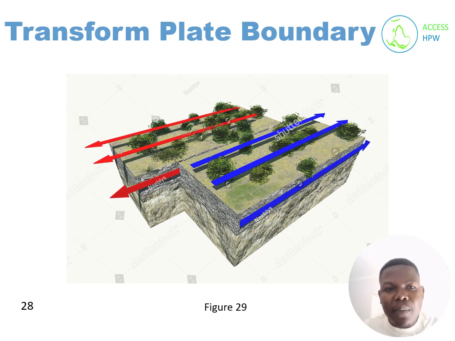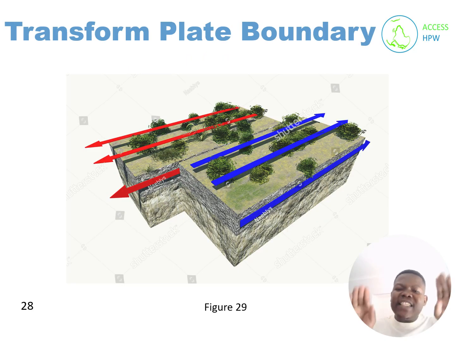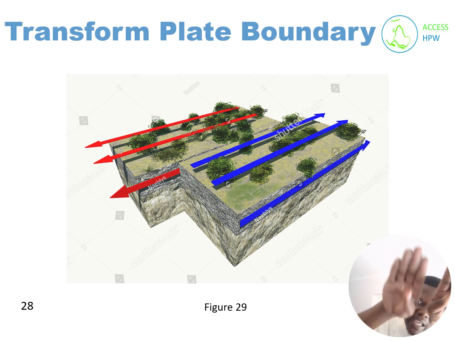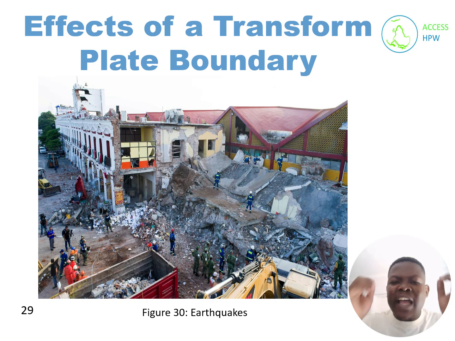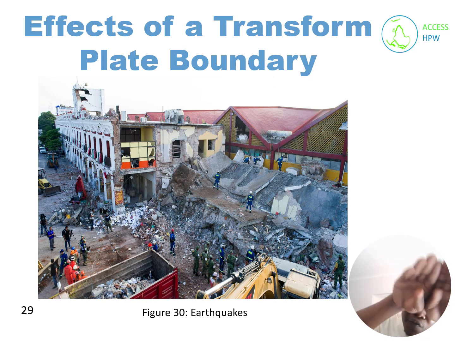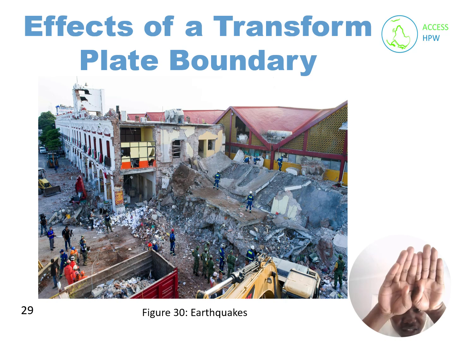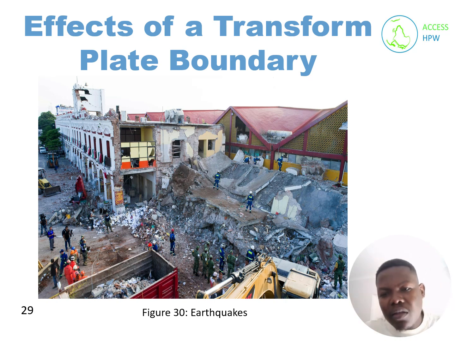So our third example is the what? The transform plate boundary. This happens when two plates move past each other. So if you check there, they are moving in opposite directions. But what if I tell you it can also happen when these plates are moving in the same direction? But what makes it be called the transform plate boundaries? They can move in the same direction, but at different speeds. Right? So what are the effects of these transform plate boundaries? A very good example is earthquakes. Whenever these plates are moving past each other, it causes a vibration there, which then causes what? Earthquakes.